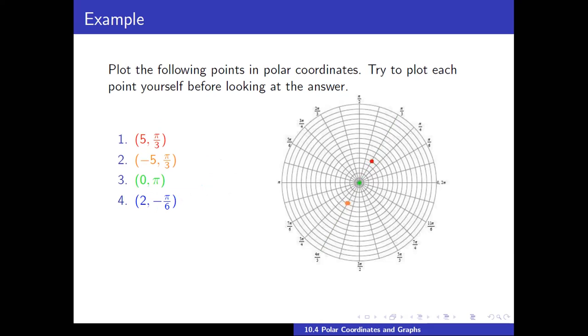What about 2 comma minus pi over 6? Why don't you just for a minute think about that. Okay. Think about where 2 comma minus pi over 6 would actually be located. Okay.